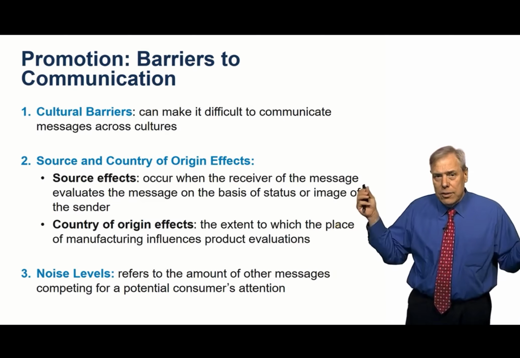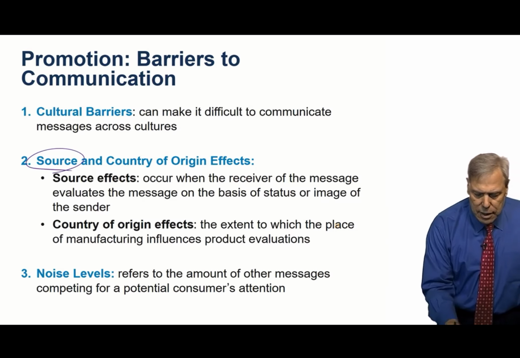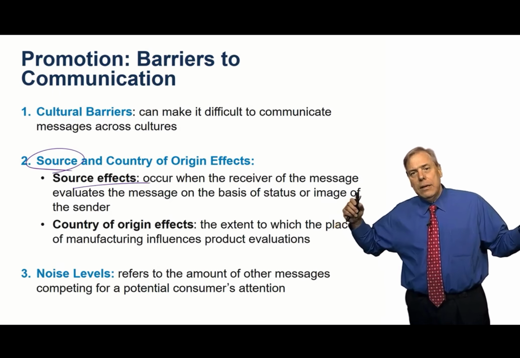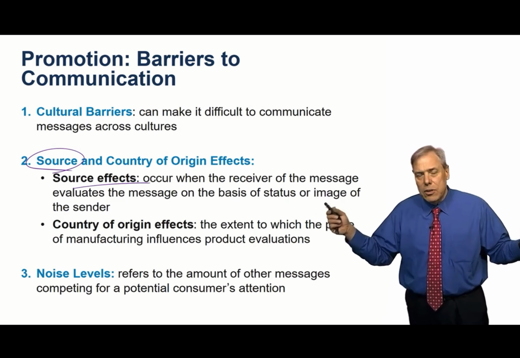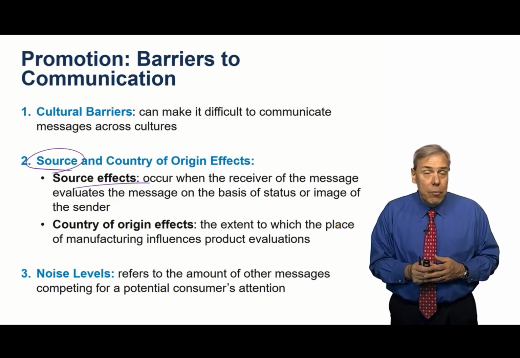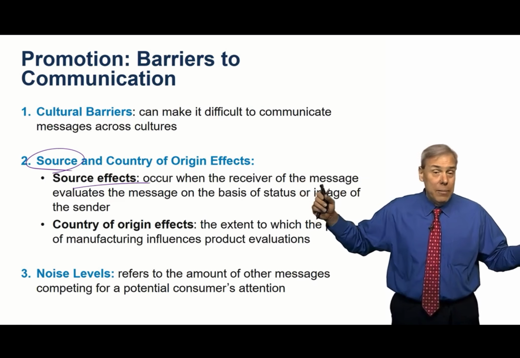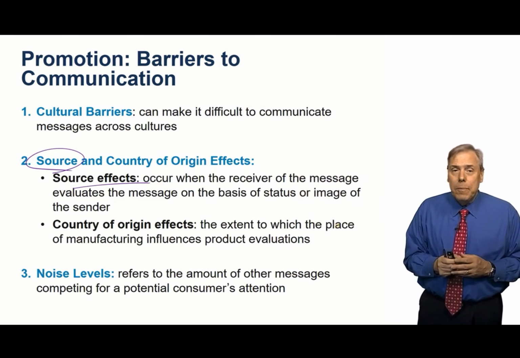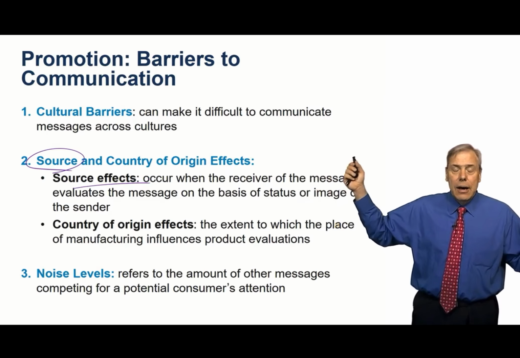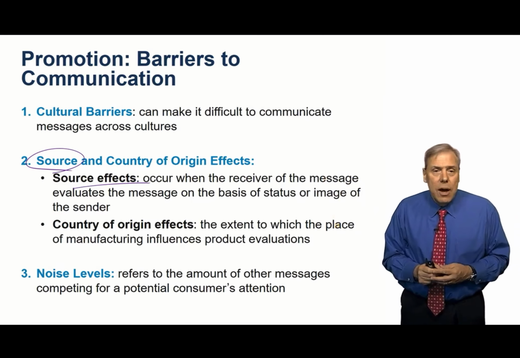But there are some other important concepts that I think we need to keep in mind. And this is source and country of origin effects. So let me explain both of those in turn. Source effects is when the receiver of the message evaluates the message on the basis of the status or the image of the sender. In other words, if someone is very prominent or important or has high status, in the United States, often it's celebrities that people listen to and somehow respect. People then are more inclined to buy that product. If someone very famous is endorsing it, you might say, well, gee, if that person thinks it's a good product, then maybe I should use it too. So this is used in a lot of different ways.